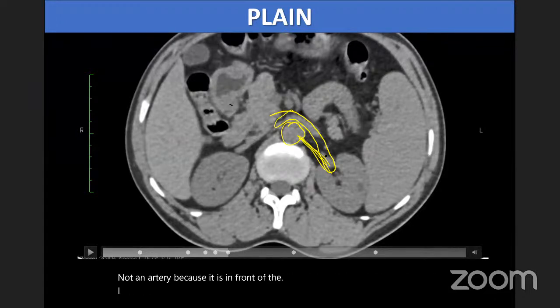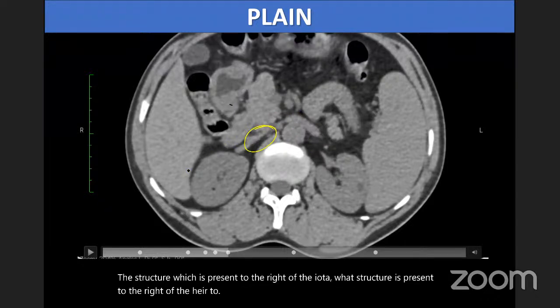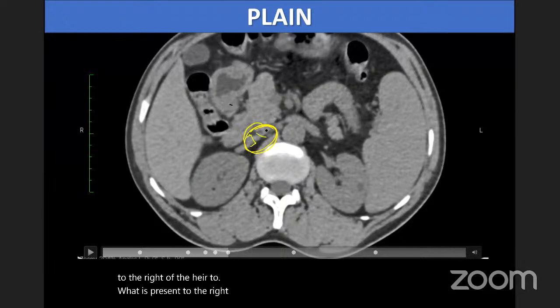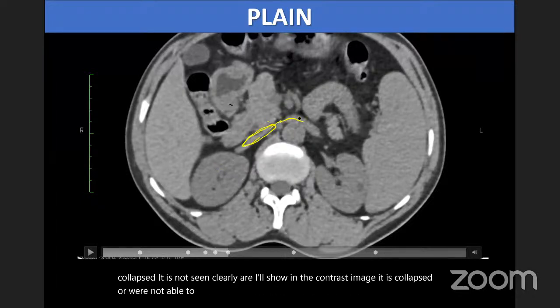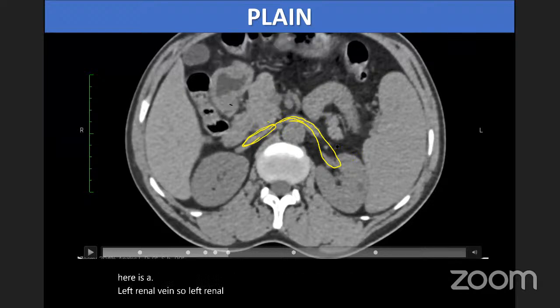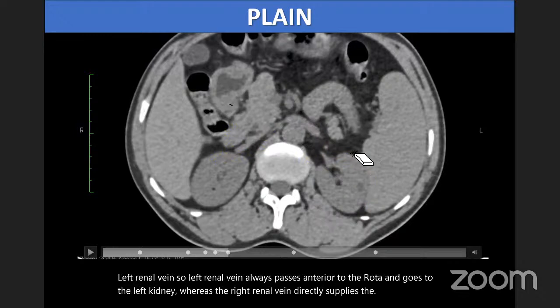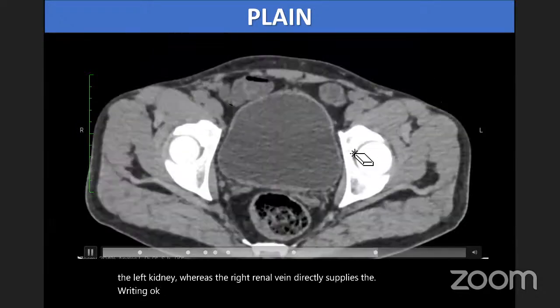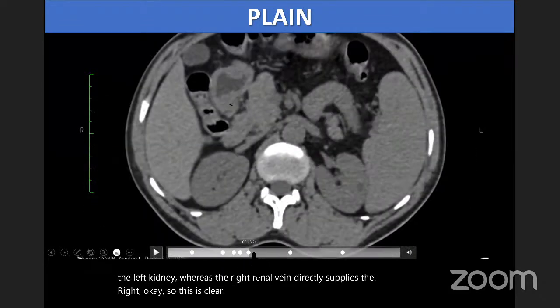So what structure is present to the right of the aorta? What is present to the right of the aorta is nothing but the IVC. Okay, but it is collapsed, so it is not seen clearly here. I'll show it in the contrast image. So whatever is coming from here is the left renal vein. The left renal vein always passes anterior to the aorta and goes to the left kidney, whereas the right renal vein goes directly to the right kidney. Okay, so this is clear. Going on to the next section.